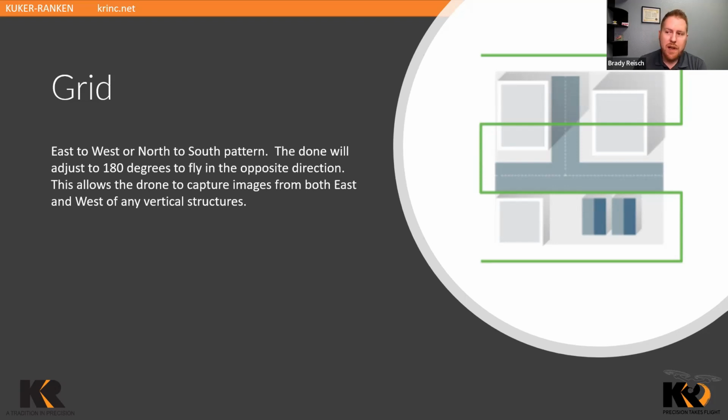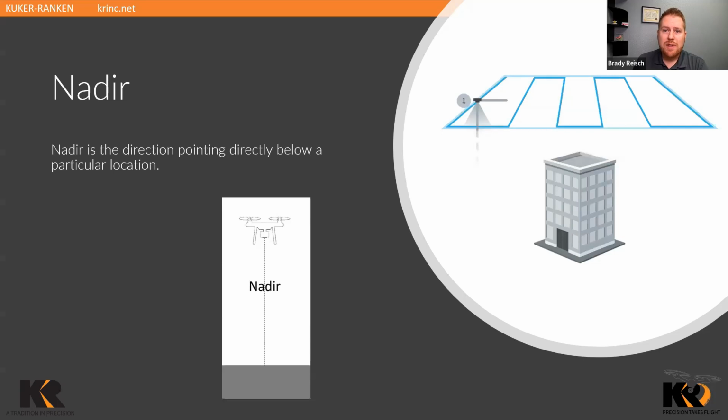As we're flying these different types of grid missions, there are different camera positions, and this one is specific to photogrammetry. The first one is nadir. Nadir just means that the camera is pointed straight down. That's it. 90 degrees is straight down. So we're capturing really good information on the roof, but when you have vertical structures, you don't get nearly as much detail as you would need.